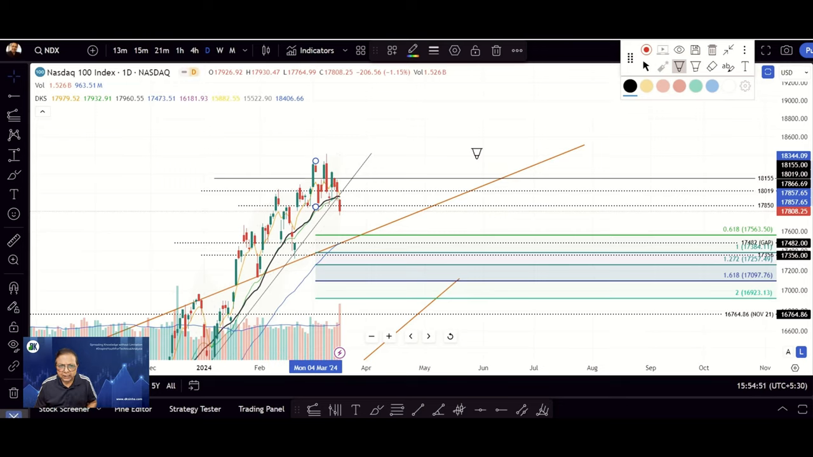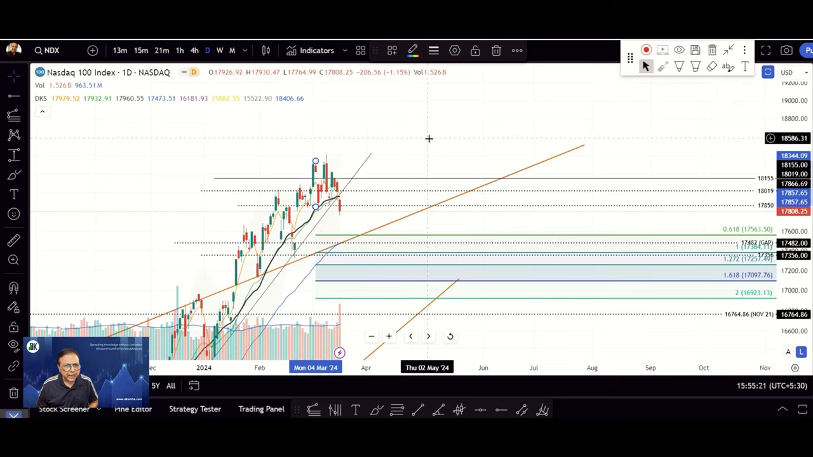Where could be the potential resistance? Can we see here price rejection? And this is the area where the candle gapped down. So 18,019 to 18,155 now becomes the resistance area. In fact, this rising trend line, which was providing the support to Nasdaq 100, will act as a resistance on the upside move, which has a confluence of EMA 21 and volume weighted moving averages.